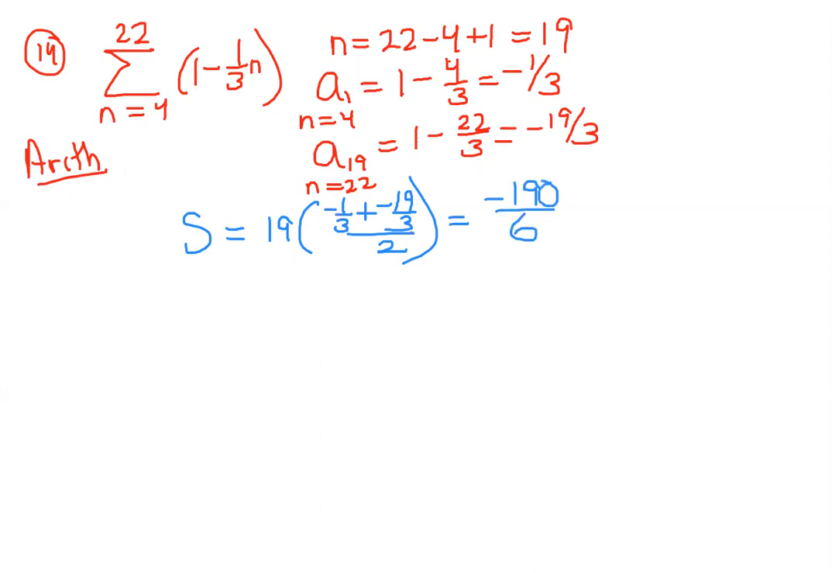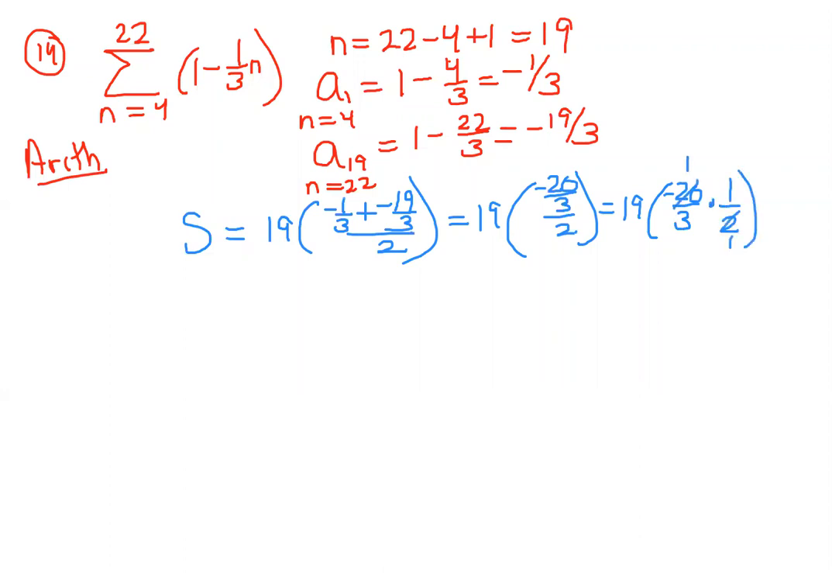Well, I'm going to actually do this. Make sure I'm doing it right. Okay, so this is 19. This is negative 20/3 over 2. So that's negative 20/3 times 1/2. 2 goes in there 1, 2 goes in there 10. So this is negative 190 over 3.